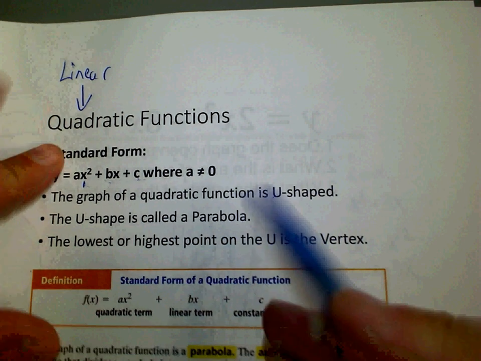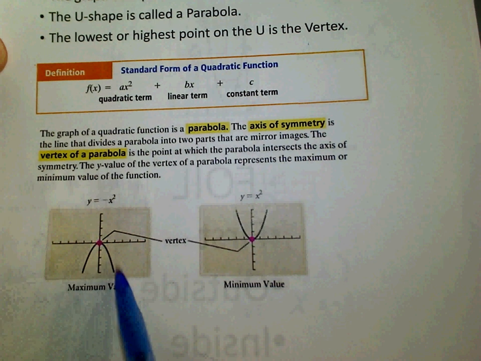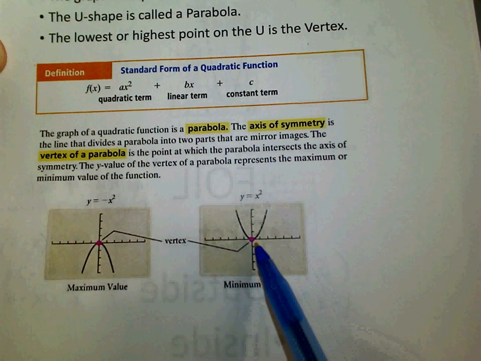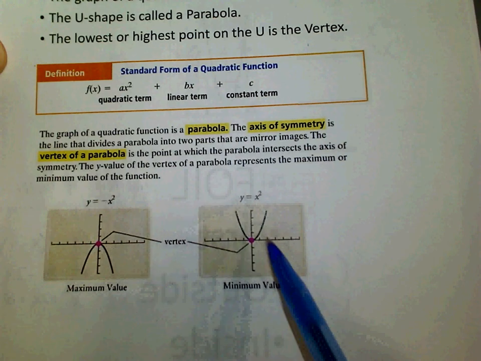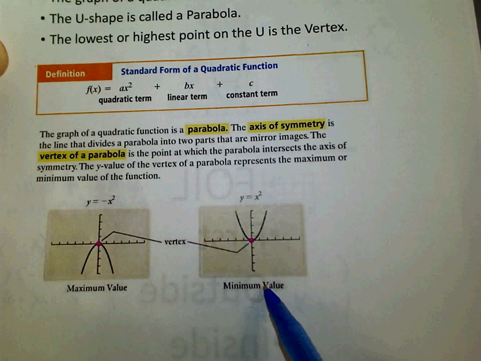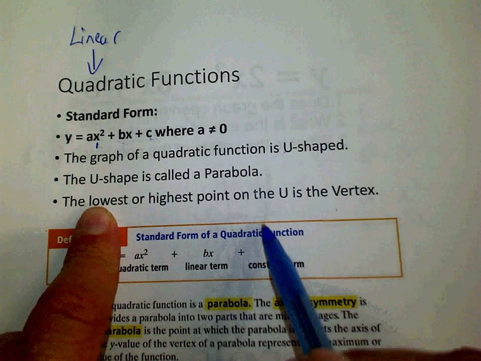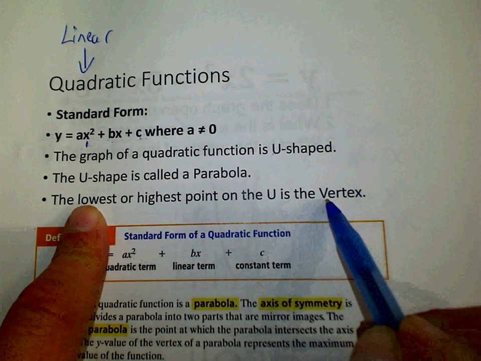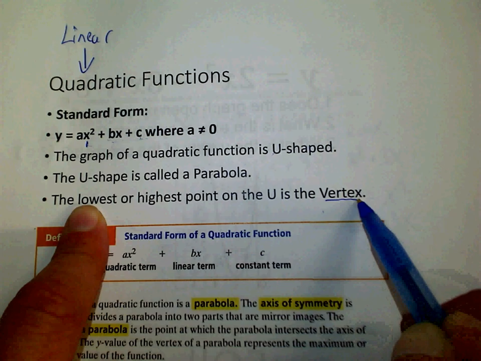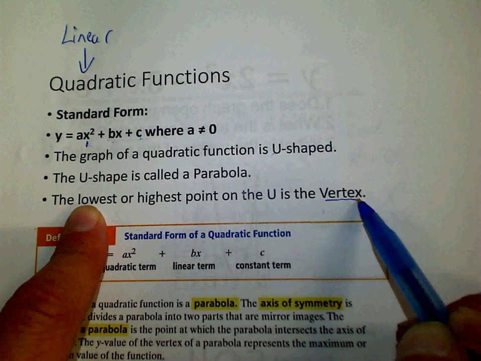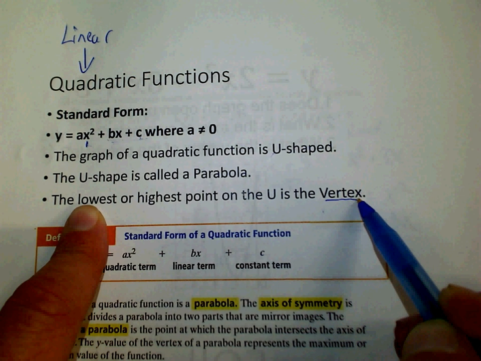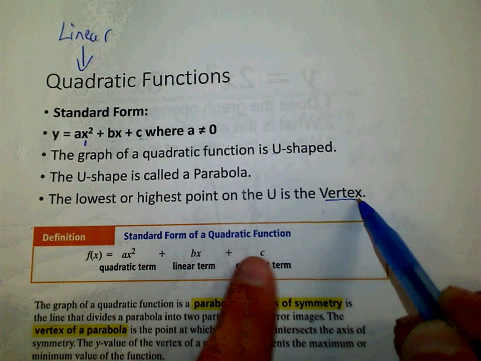If you look down here at the bottom of the page, there are those U-shaped parabolas. One's opening down, one's opening up. We'll get to that in just a minute. And then the lowest and highest point on the U is the vertex. Where have we also seen vertexes here lately? In math, what kind of graphs also had a vertex?